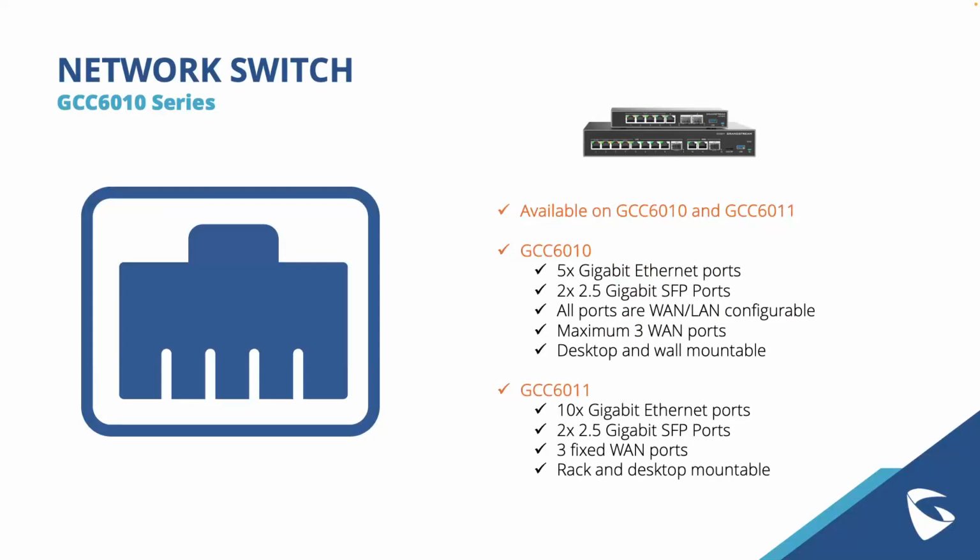With the GCC 6011, this one's going to be 10 gigabit Ethernet ports and 2.5 gigabit SFP ports. Instead of having all WAN or LAN configurable ports, this one does have 3 fixed WAN ports. And then the GCC 6011 is both rack and desktop mountable.